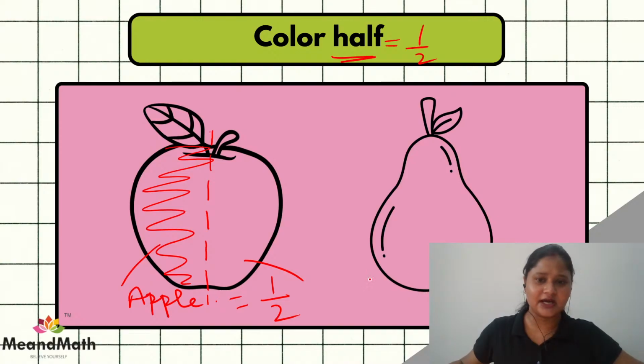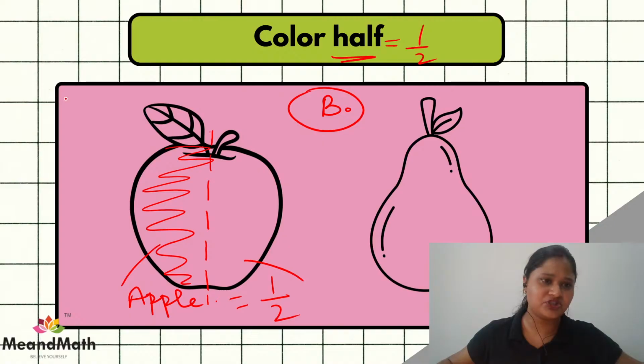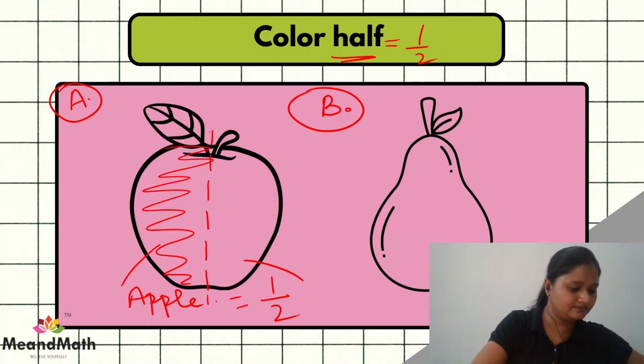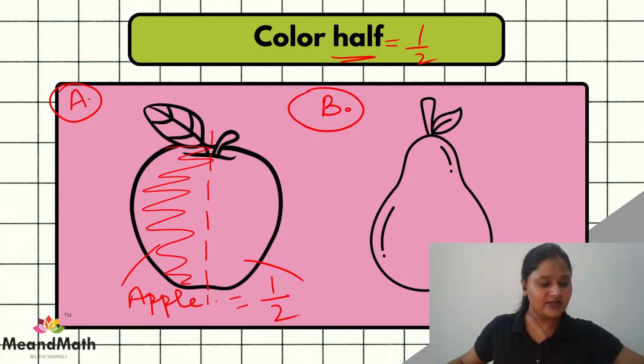Can you see a picture? The other picture, I'll give the name. This is picture number B. Picture number A was an apple. What is picture number B? Yes, it's a pear.